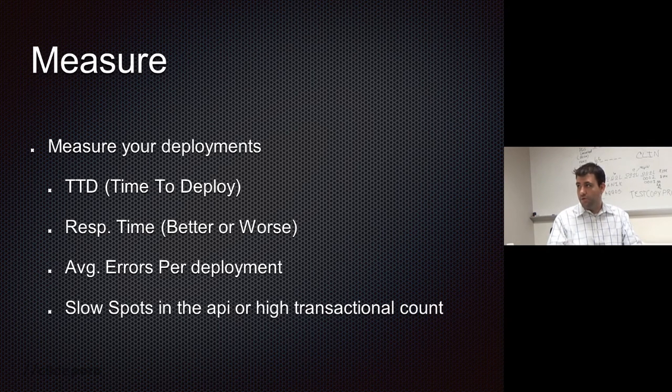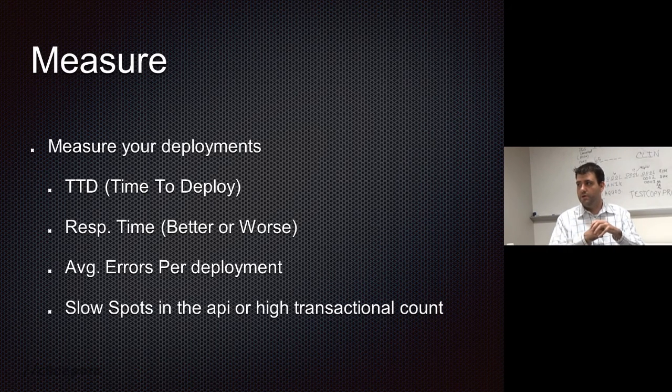Now, with anything, it's important that you can actually measure. This comes more from the Deming cycle of plan, do, measure. But when you're doing a deployment, you need to look to see how long it actually took to deploy. If it takes more time to deploy one version versus less, you're probably not doing something right or something's amiss. You can also measure if your response time is better or worse to determine if your deployment is getting you towards better software. You can also look at average error per deployment and then show spots in the API or high transactional count.